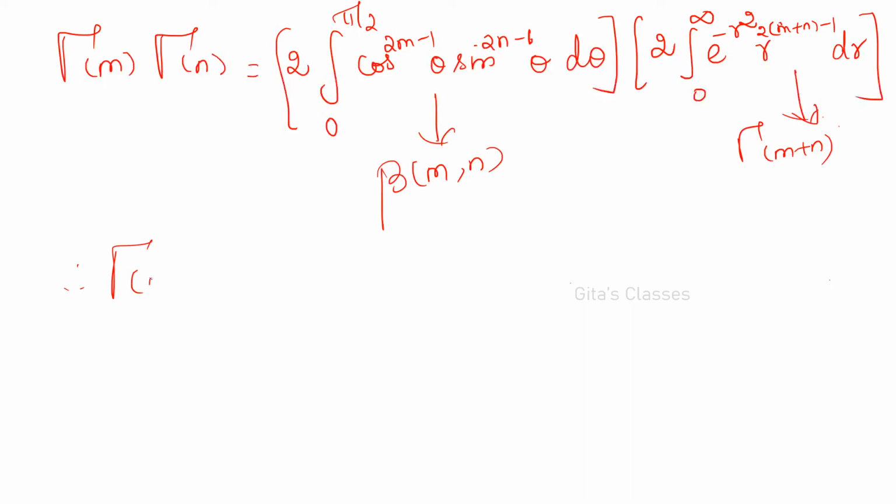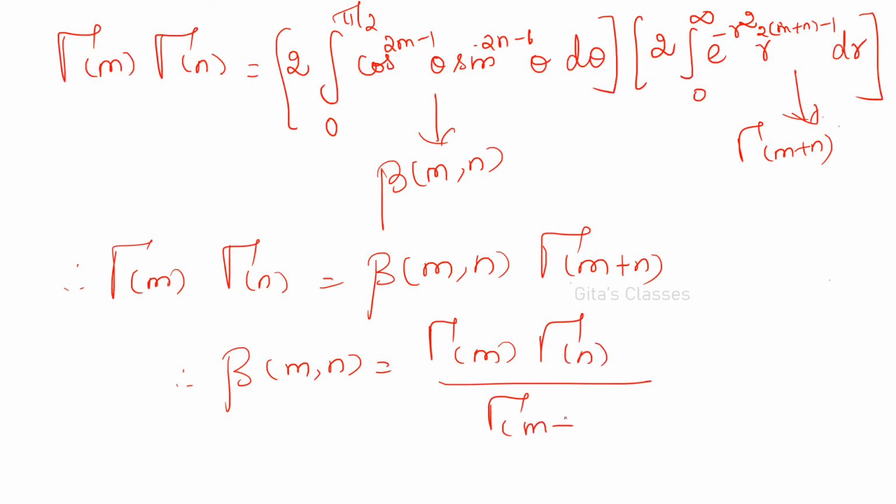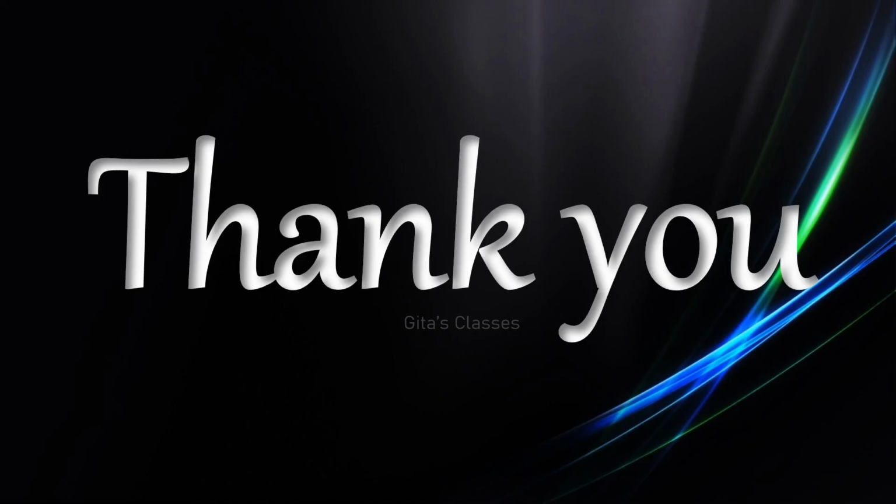Therefore, gamma of m into gamma of n on the left hand side is equal to beta of m comma n into gamma of m plus n. Therefore, beta of m comma n is equal to gamma of m into gamma of n divided by gamma of m plus n. This is what we have to prove, right? And this is a very, very useful formula in evaluating definite integrals in terms of gamma functions. We are going to do many problems using this formula only.